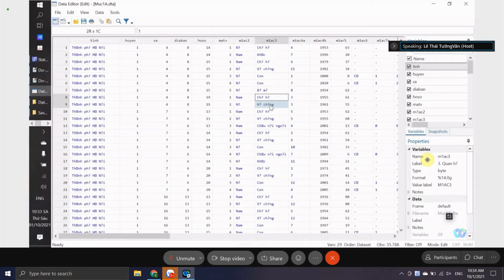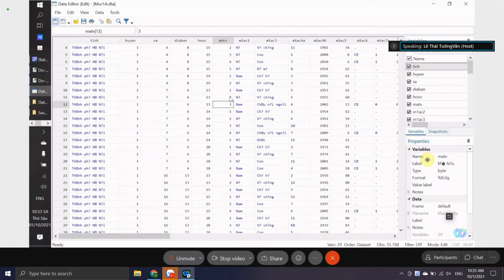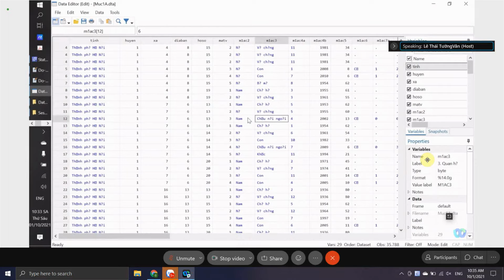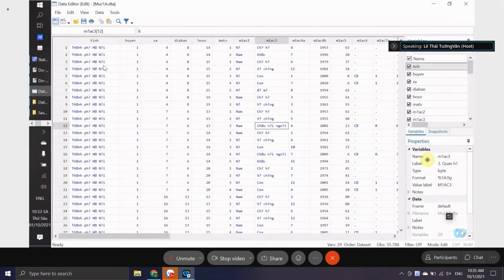For the second household, you have 1, 2. For the third household number 13, you have 1, 2, 3. Okay. So in this case, you have household head, his wife, and a grandchild. Yeah. So this is the information about the household.